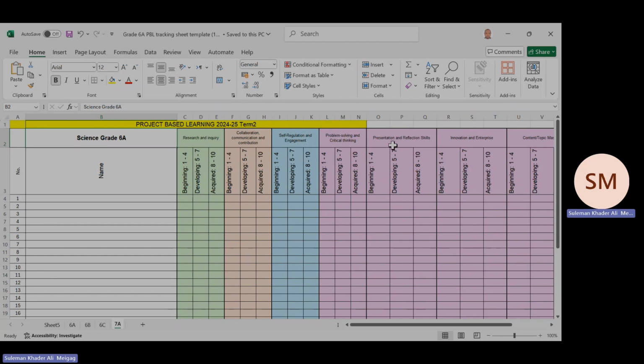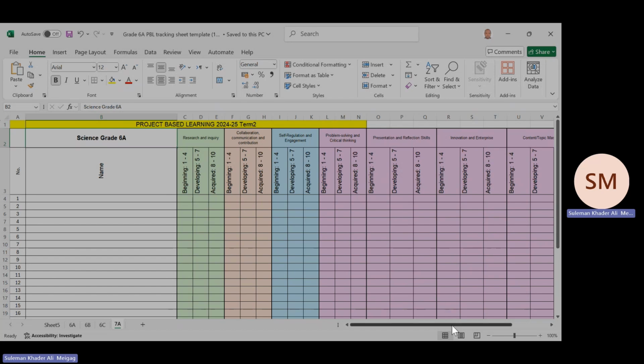Then the next one, presentation. Did you put your ideas, make the Khaliya model, and then now you show how well you explained, how good is your manual, how good is your presentation, and how much did you think about what went wrong and what went right. How new is your Khaliya model? Innovation and enterprise. Was yours different from the others or was it all the same?